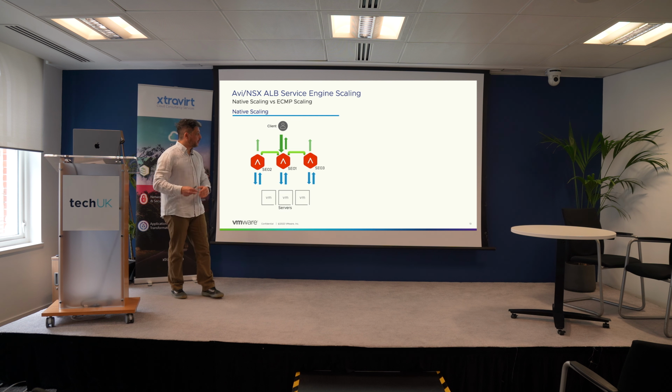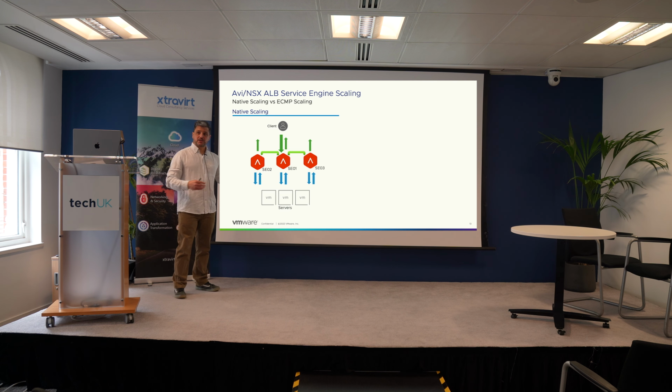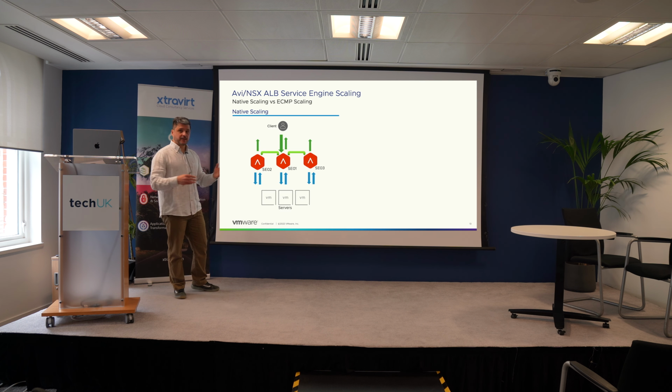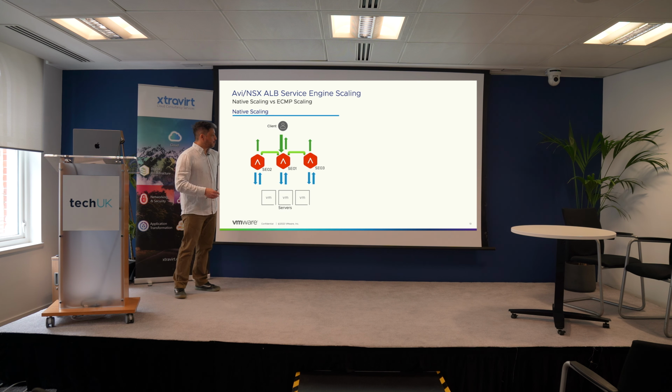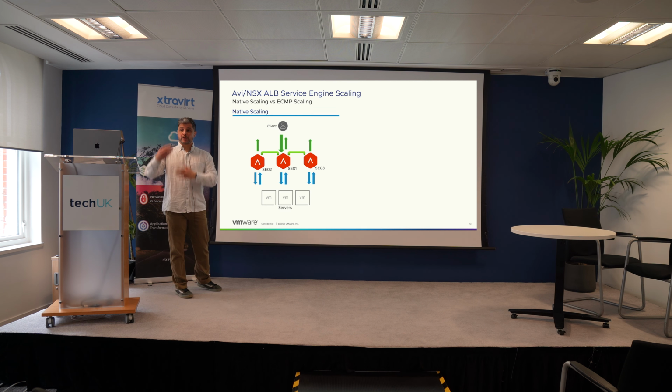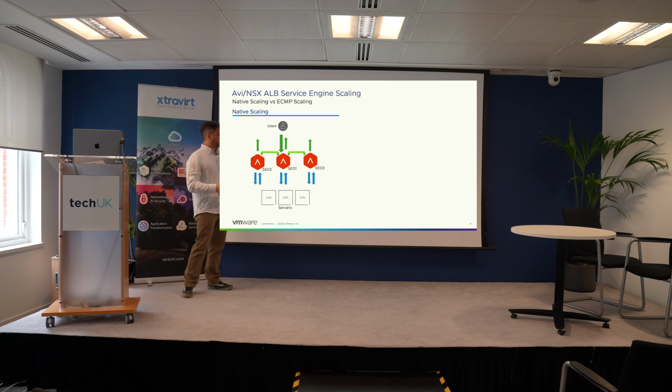And then on the way out, the service engine responds directly to the client as if it had the VIP. So the MAC address of the packet that goes out is the MAC address of the service engine that is responding back. The subsequent connections will still go through the primary if it's not part of the same session.